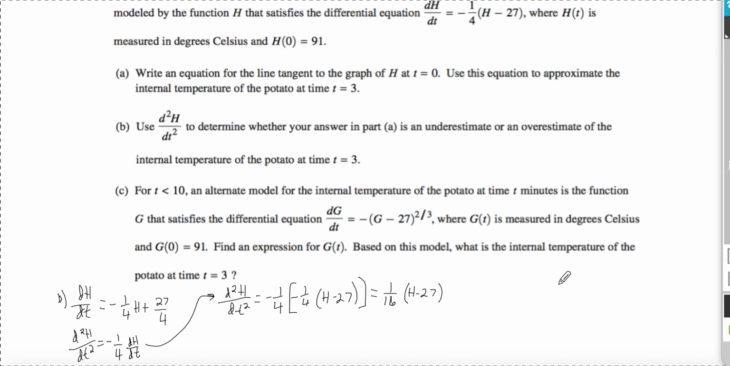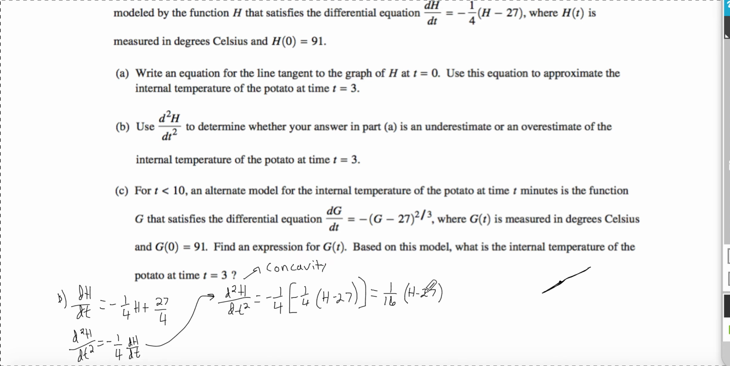Well, in part A, I did a tangent line approximation. To figure out if a tangent line is going to be an over or under approximation, I need to know something about the concavity of my curve. If my curve is concave up, my tangent line will be an under approximation. If my curve is concave down, my tangent line will be an over approximation. My second derivative talks to us about concavity.